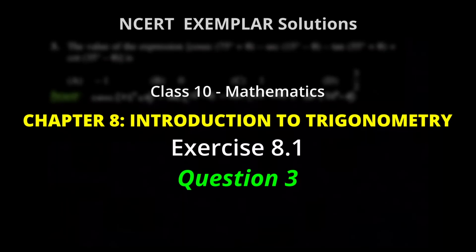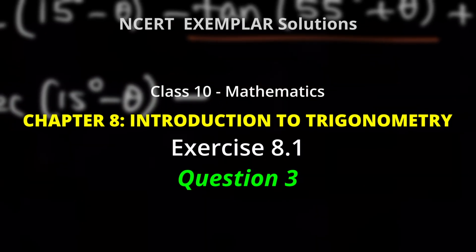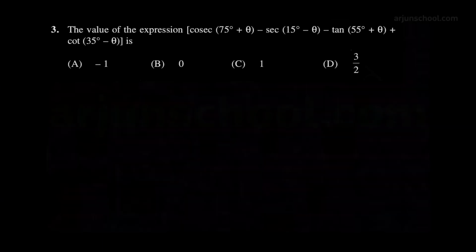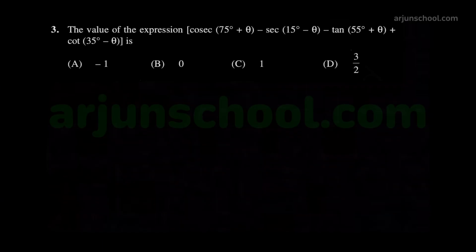NCERT Exemplar Solutions, Class 10, Maths, Chapter 8, Exercise 8.1, Question 3. Multiple choice question 3. The value of the expression cosecant of 75 degrees plus theta minus secant of 15 degrees minus theta minus tan of 55 degrees plus theta plus cot of 35 degrees minus theta is option A -1, option B 0, option C 1, option D 3/2.